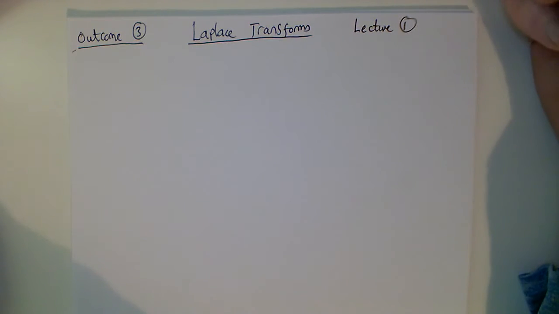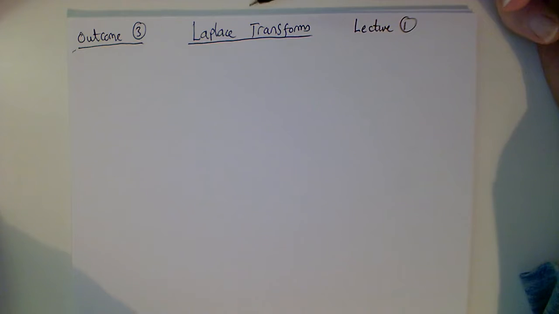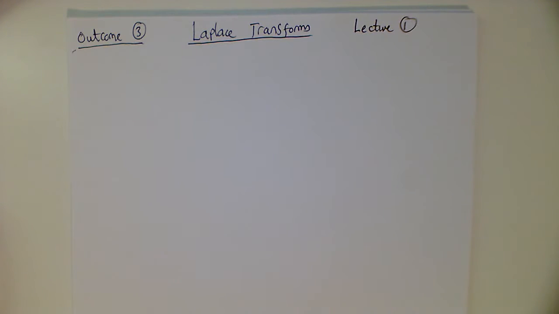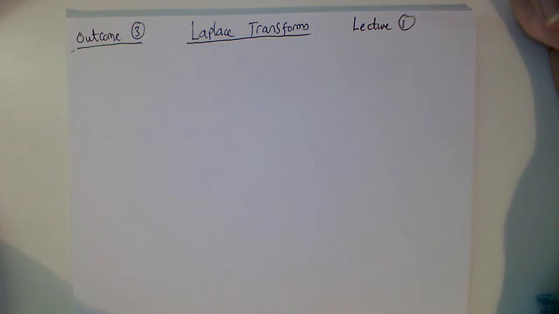So far in Engineering Mathematics 5 we have done second order differential equations and partial differentiation. Now we move on to the third outcome of Engineering Maths 5, and that is Laplace transforms. Now, as I've said to you before, I think Laplace transforms are probably the most difficult thing that we do throughout the HND engineering course.